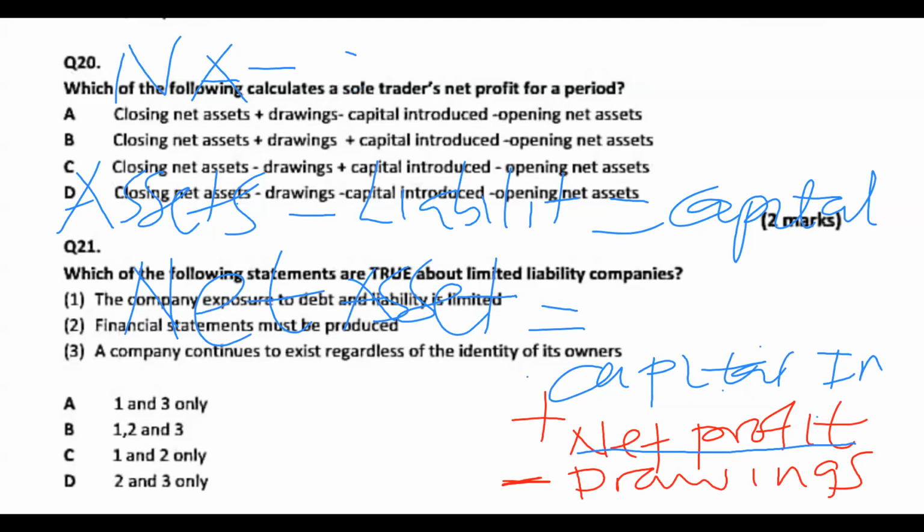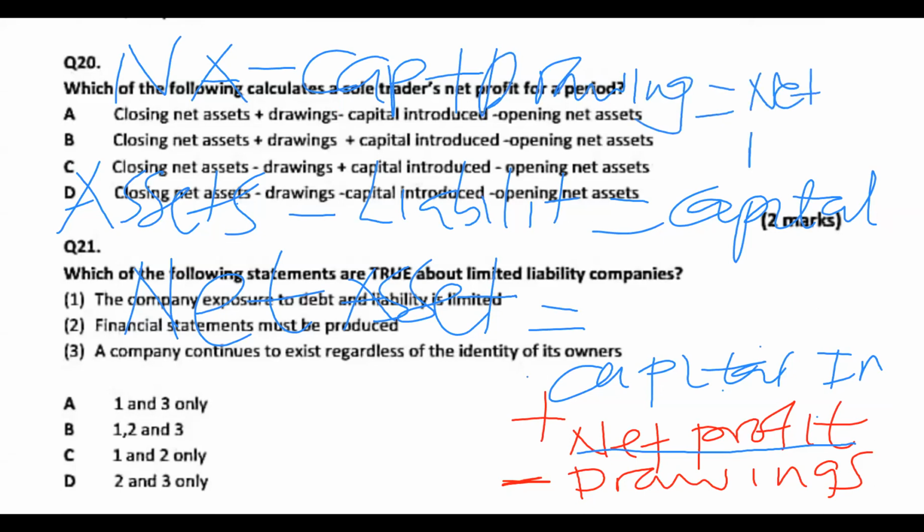You're following. Capital is removed. Then we are making net profit remain on the other side of the equation. Capital introduced, it should be subtracted. Drawings are negative on this side, so they should be positive, right? Drawings. And this should be equal to net profit of a sole trader.